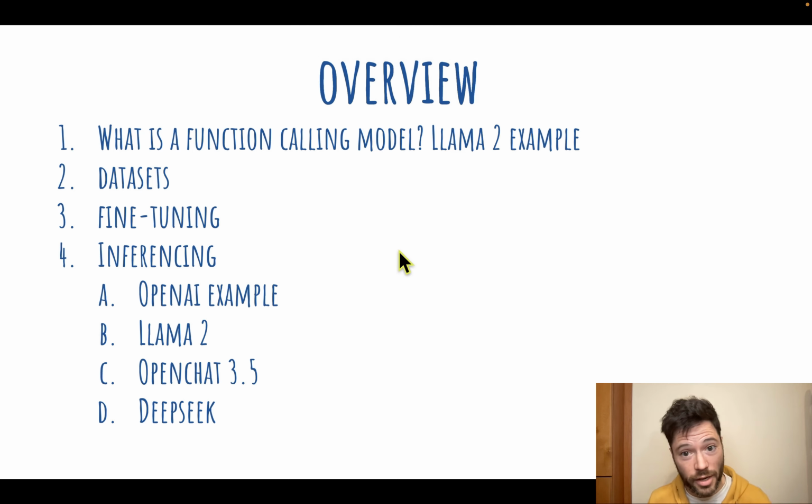Here's what we have for the agenda. I'll start off by introducing what a function calling model is, giving you Llama 2 as an example. I'll show you the repository, which is open and available for you to use. Next, I'll show you a function calling dataset that I have developed. It can be used for training any model to be able to do function calling. And it's the dataset that I use for any of the out-of-the-box function calling models that we'll talk about during this video. Next up, I'll quickly go through fine-tuning models for function calling.